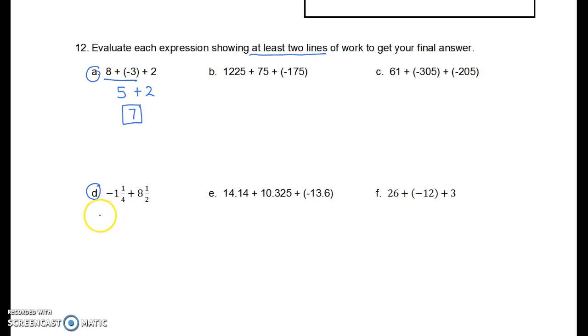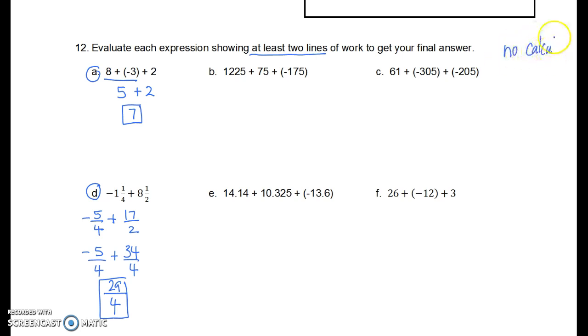So this is negative 1 1/4 plus 8 1/2. We need a common denominator. So I'm going to first change this to negative 5/4 plus 17 halves. And I'm going to have to change the halves to fourths, so I have a common denominator. This is 34 over 4. My denominator's the same, so I'm ready to go. Negative 5 plus 34 is 29, and there's my answer. Done. You do not need to change that into a mixed number. It is completed.